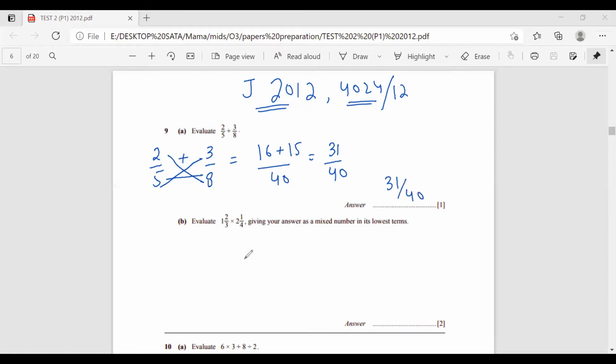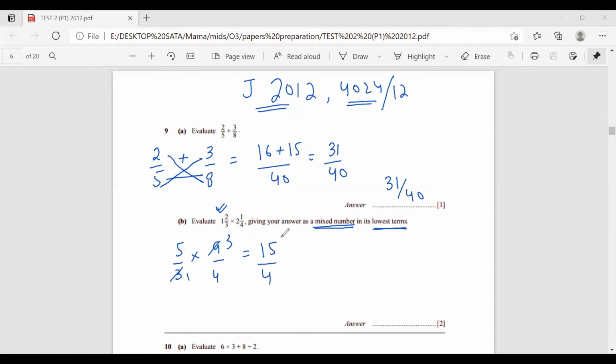Clear? Moving on towards part B, evaluate 1 whole 2 by 3 multiply by 2 whole 1 by 4. Give your answer as a mixed fraction. That means after simplification, you have to convert it into a mixed fraction in its lowest terms. First of all, convert these mixed fractions into improper form. 3 times 1 is 3 plus 2 gives 5 by 3, and 4 times 2 is 8 plus 1 gives 9 by 4. After cancellation, I'll get 3 times 1, 3 times 3. My answer is 5 times 3 is 15 upon 4 times 1 is 4.